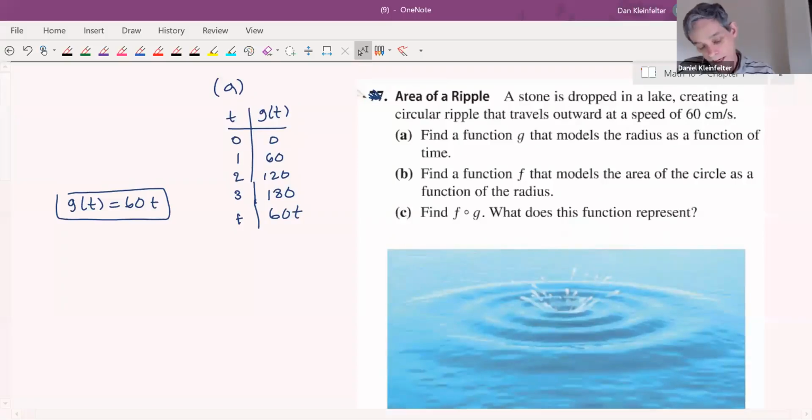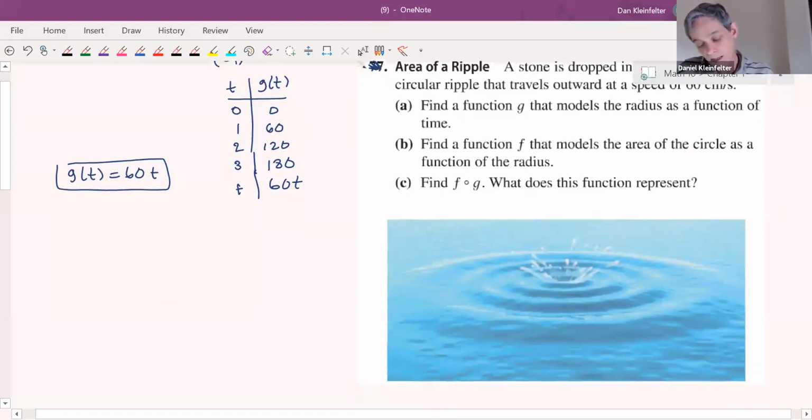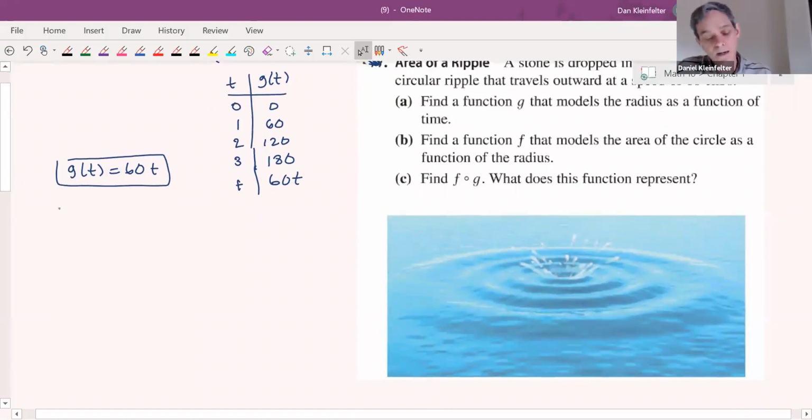Okay, next up, we want to find a function f that models the area of the circle as a function of its radius. This will be easier. So you know the area for a circle. Area as a function of radius, area is pi r squared. Okay, and that's the end of that.